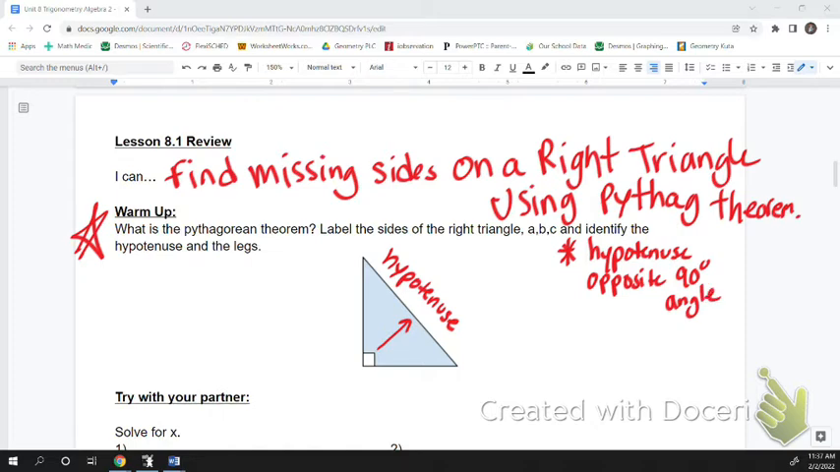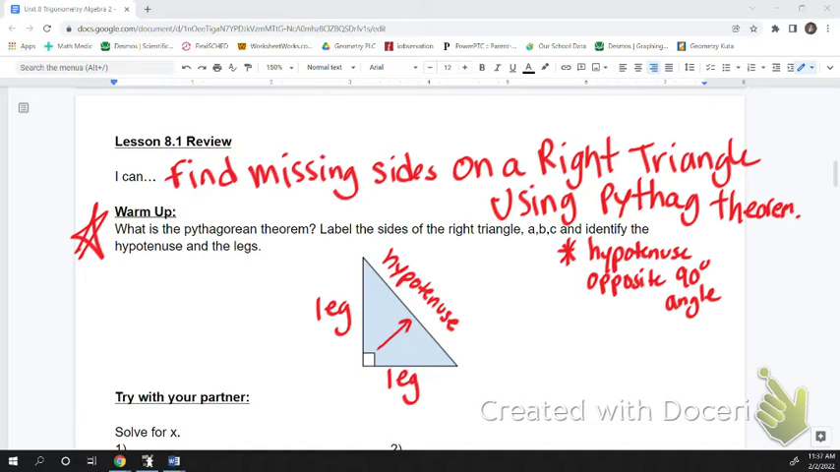So if you're ever wondering which one is the hypotenuse, it's always across from the right angle. You are going to want to label things A, B, and C today. We're writing this down. The other two sides are the legs of the right triangle. The legs make the 90-degree angle. You've heard that before?